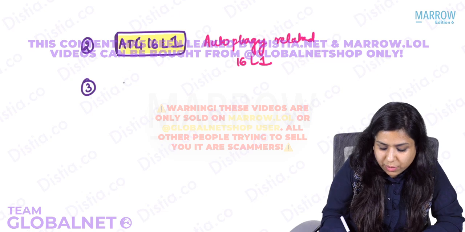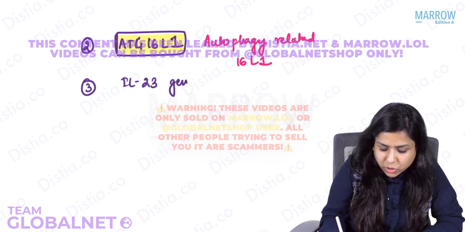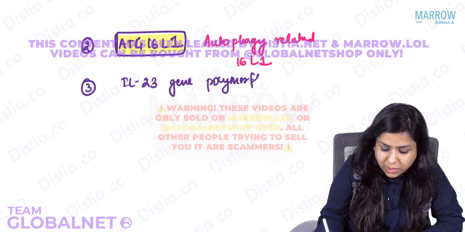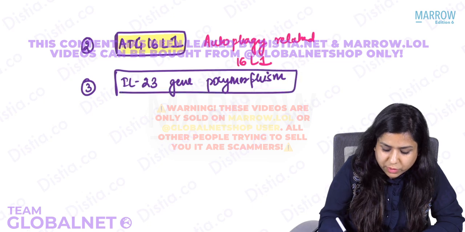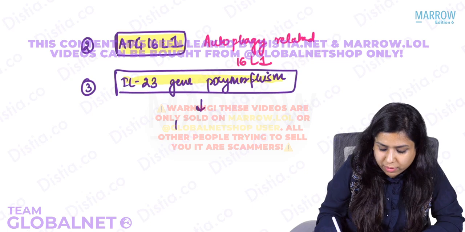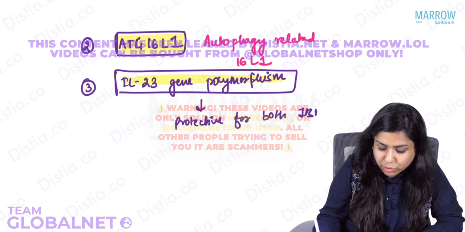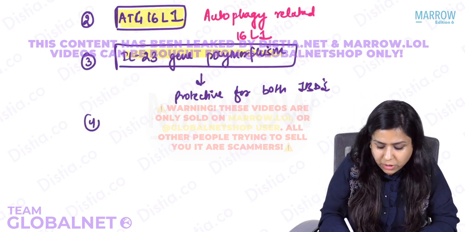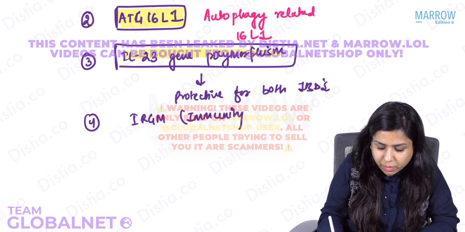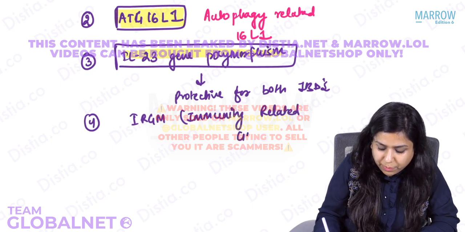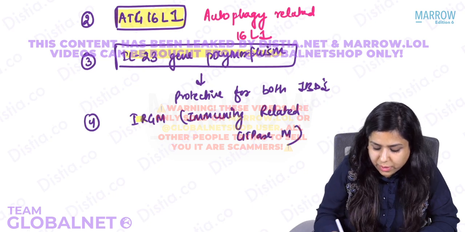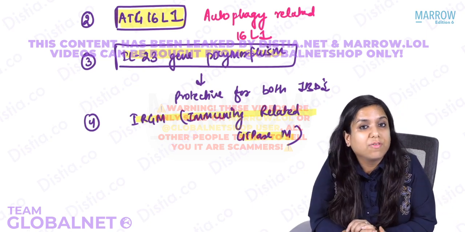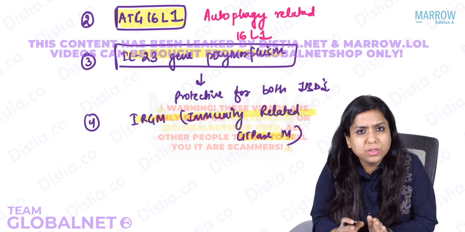Then the next gene which can be implicated is IL-23 gene polymorphism. They say this IL-23 gene polymorphism has been considered to be protective. This is protective for both IBDs. That means both Crohn's disease and ulcerative colitis, this IL-23 gene polymorphism will be protective, right? Another gene which has been implicated is called IRGM, that is immunity related GTPase M. Immunity-related GTPase M. This gene has also been implicated in the development of both the inflammatory bowel diseases. Understood the basic thing, right?